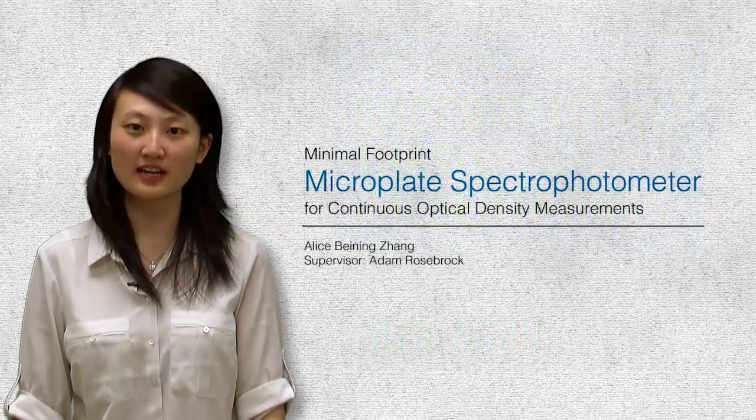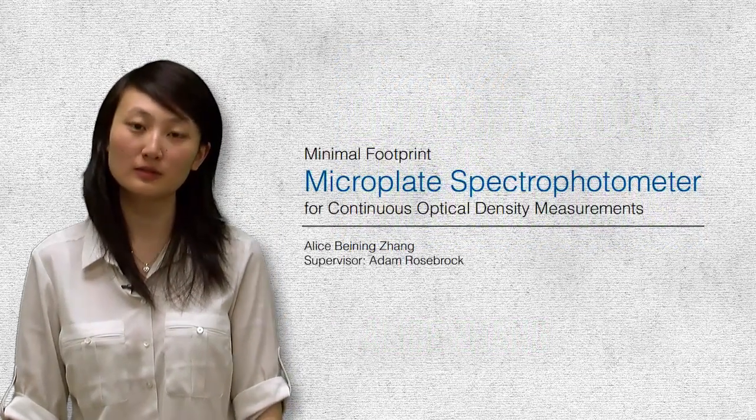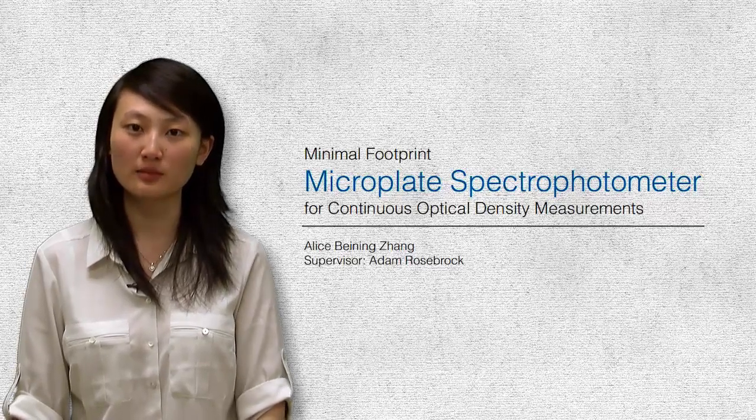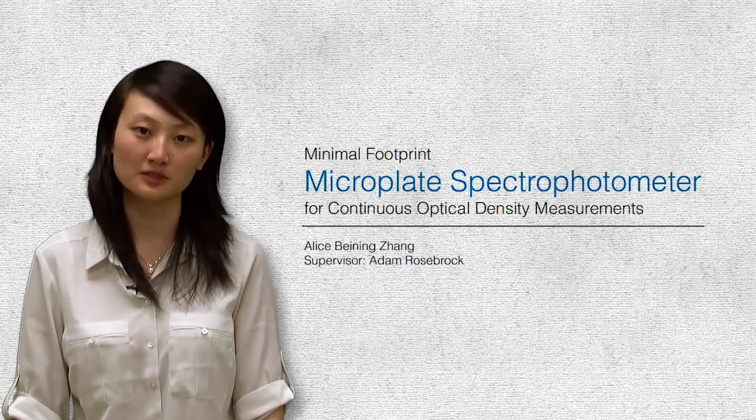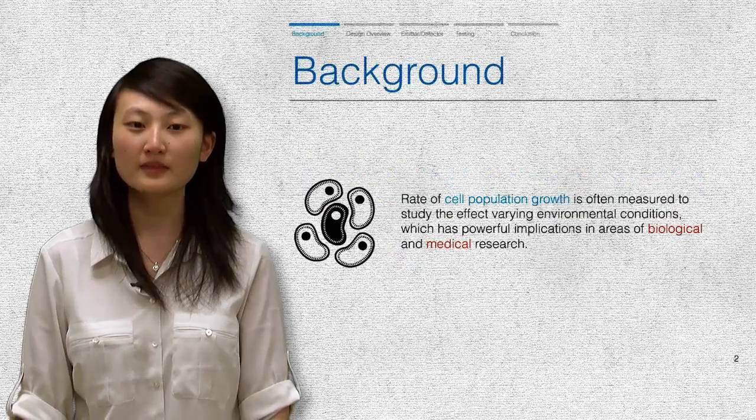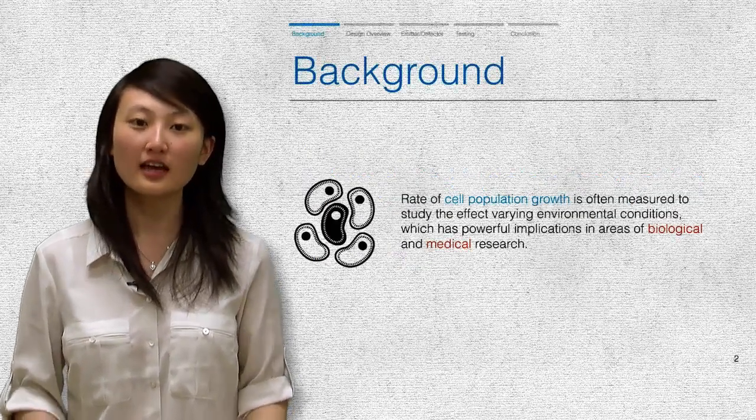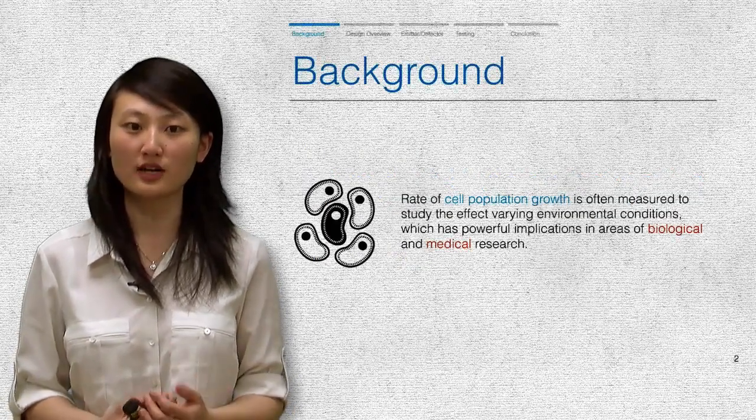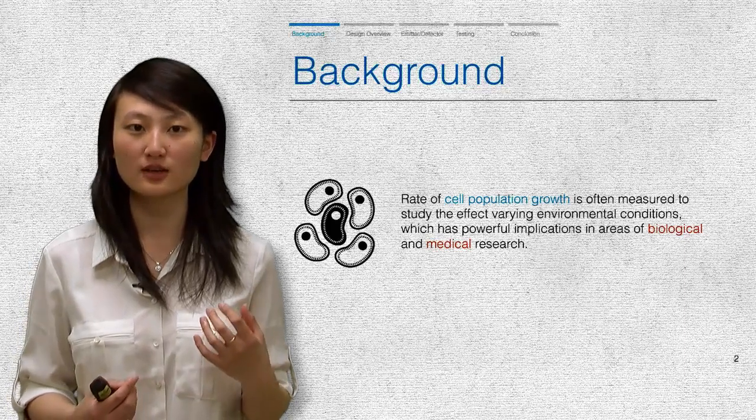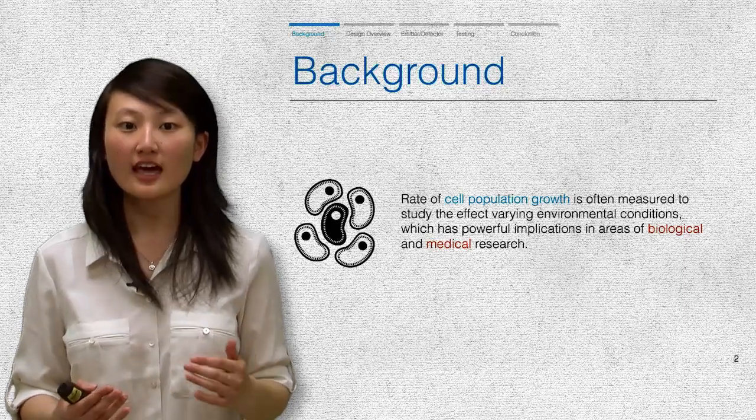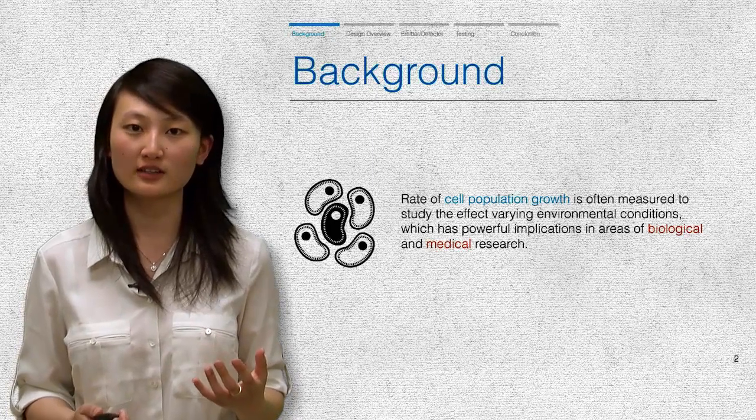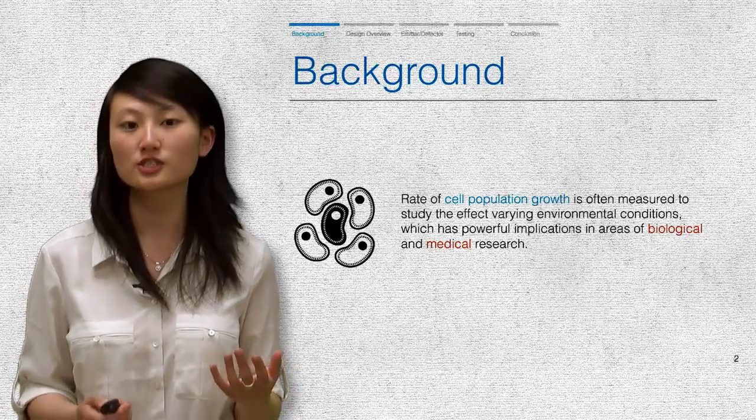I'm working with Professor Adam Rosebrock in developing a minimal footprint microplate spectrophotometer for the purposes of continuous optical density measurements. So, a little bit of background. The rate of cell population growth is often measured in order to study the effects of varying environmental conditions. And so this has very powerful effects in areas of biological and medical research.